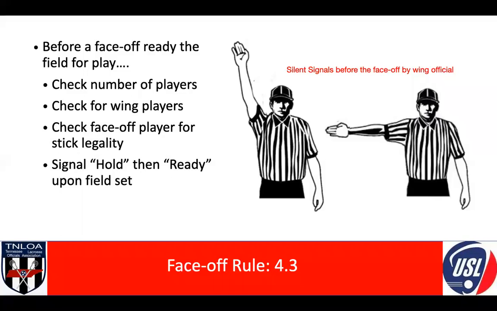So, face-off rule 4.3. Before a face-off, we have to ready the field for play. In readying the field for play in this dead ball situation, we will check the number of players on the field for legality. We're going to check for wing players on the wing side of the fields on the face-off, check face-off player sticks for legality, as well as the ball. We're going to do the hold signal and then the ready signal upon the field being set.